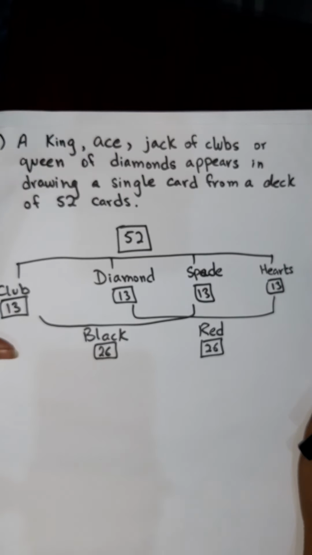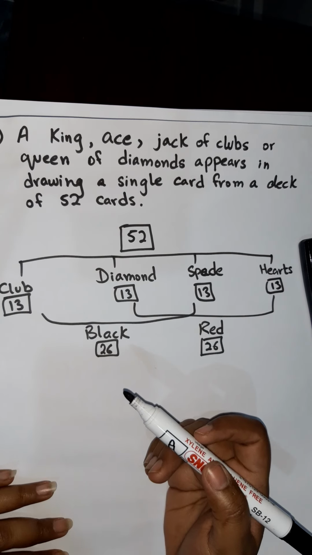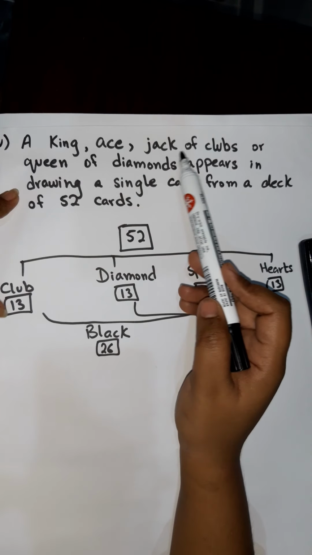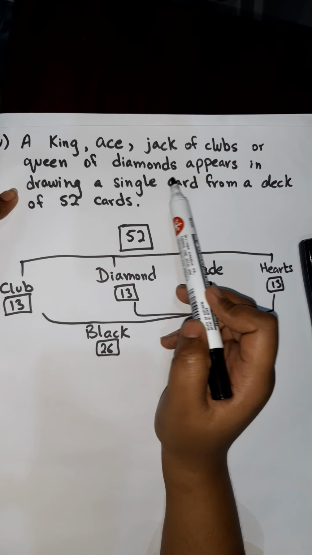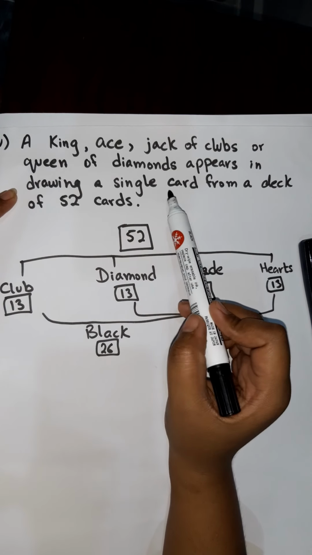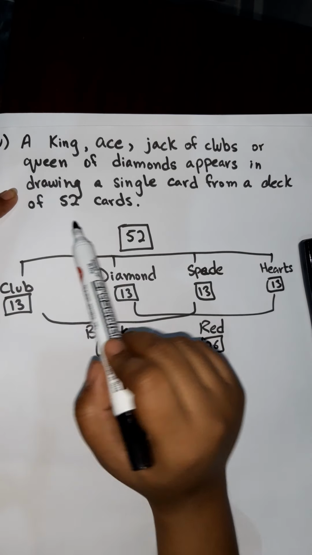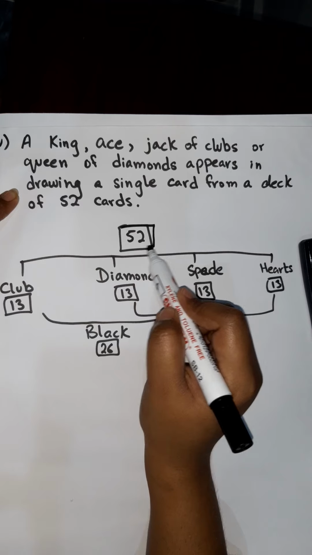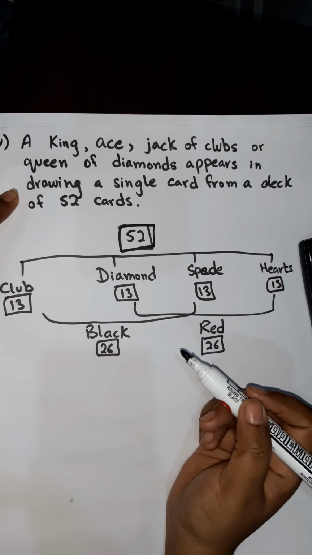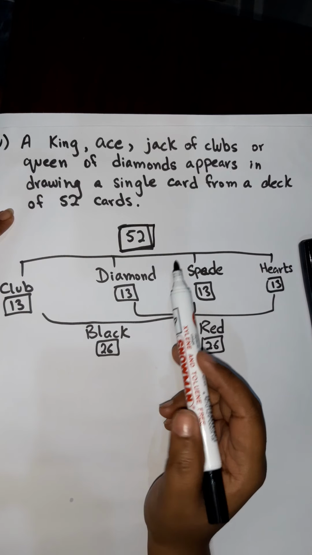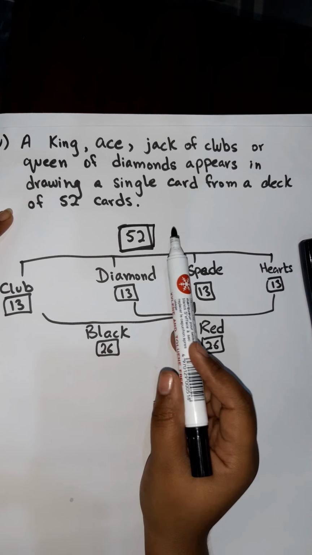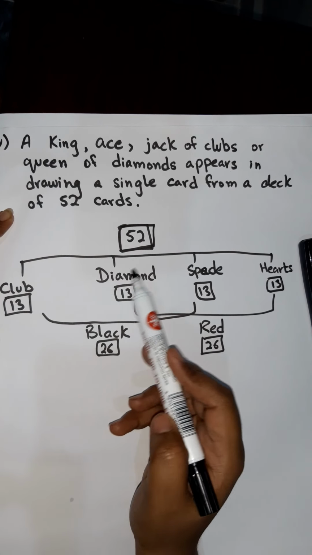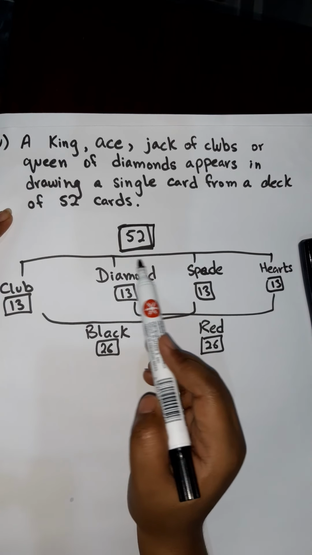Now we have another part of this question. A king, ace, jack of club or queen of diamond appears in drawing a single card from a deck of 52 cards. Now these are the 52 playing cards which we usually use for playing. So these 52 cards have the following divisions. We know that the total number of cards is 52.